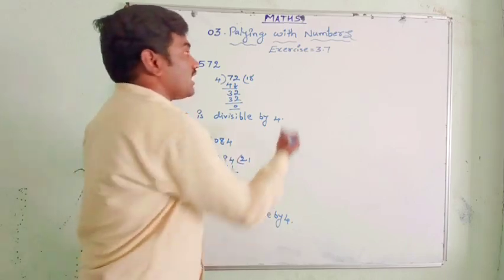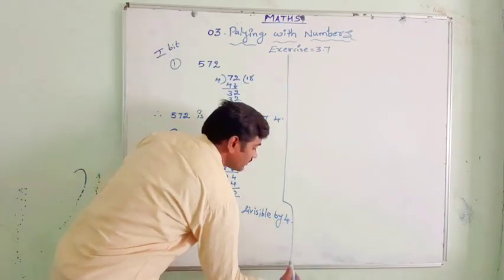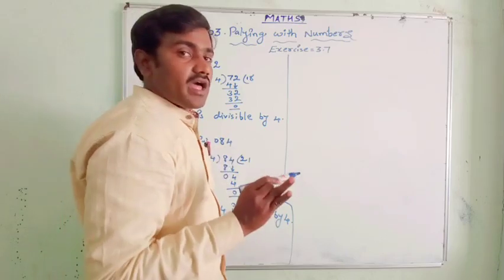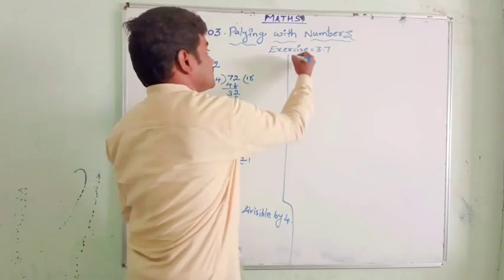So the remaining problems of this exercise you have to do in the same way. You only have to check the last 2 digits of the given number. If it is divisible by 4, then the complete number is divisible by 4, or else it is not divisible. Let's see the second bit.